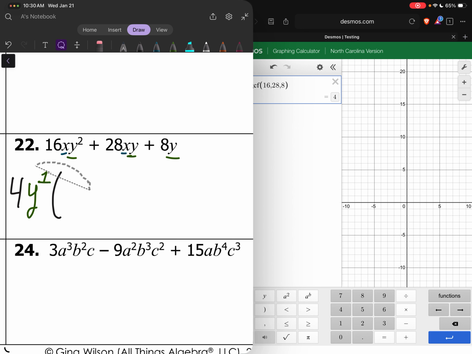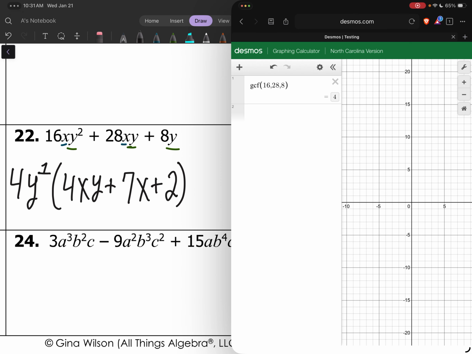So, 16 divided by 4 is 4. I'm leaving the x alone. I had 2 y's, I pulled one out, I have one left. 28 divided by 4 is 7. I'm leaving the x alone. I had 1 y, I pulled it out, there's none left. 8 divided by 4 is 2. I pulled out that 1 y, I'm finished. Please use Desmos to help you solve the problems, but you need to know how to do it by hand also.